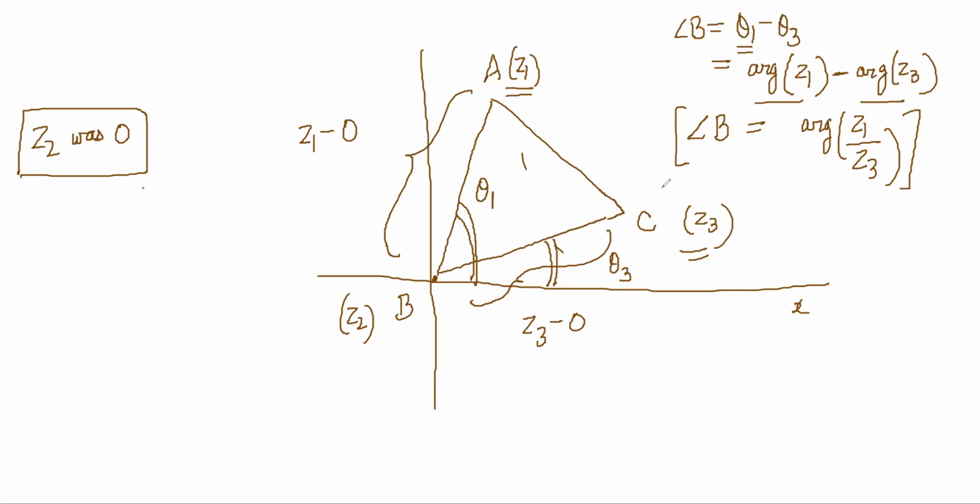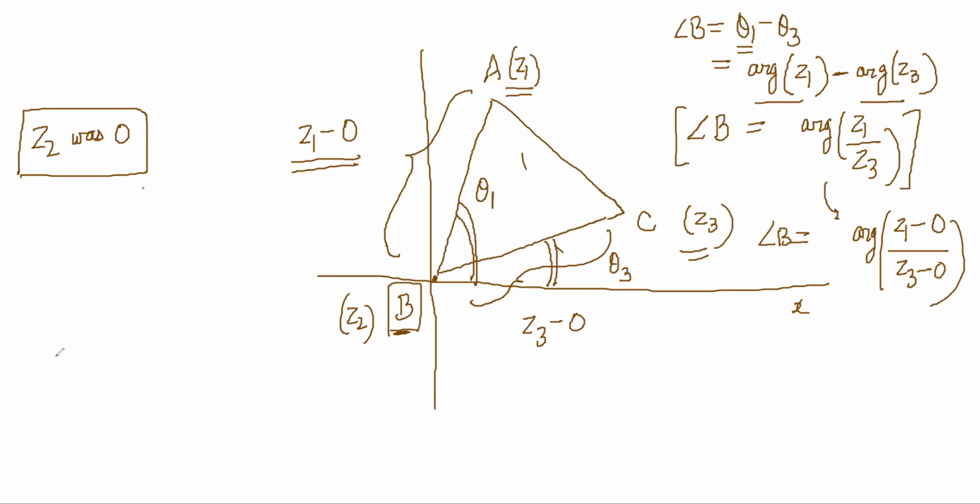Now, by the same logic, here I had put this as the origin, right? That's why it was looking very simple, because Z1 minus 0 was the same as Z1, no? This is actually the argument of Z1 minus 0 by Z3 minus 0, right? But if I don't put my B at the origin, all you have to do is think of the anti-clockwise angle, right?